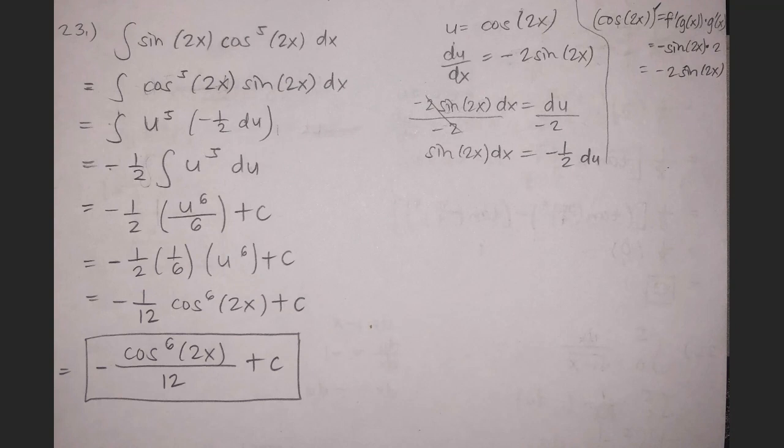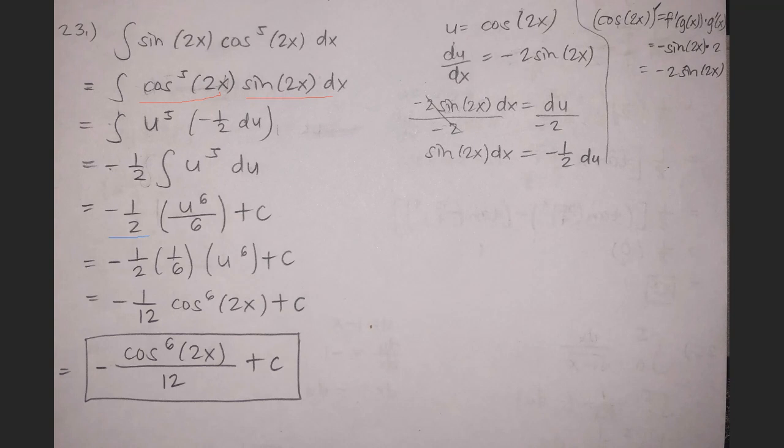And then in the third step, I just rearranged the terms to get sine 2x and dx together. And then in the third step, below that, I substituted u for cosine 2x and negative 1/2 du for sine 2x dx. And then let me try to estimate here.